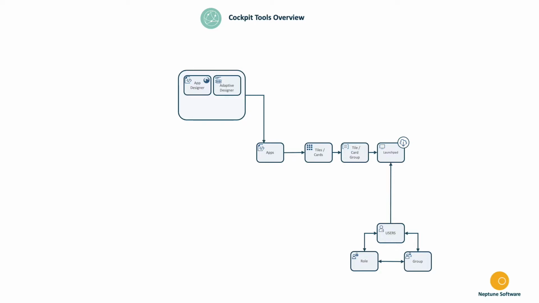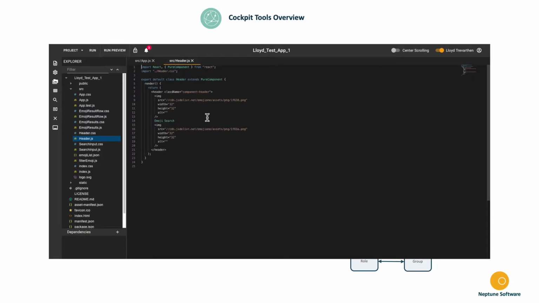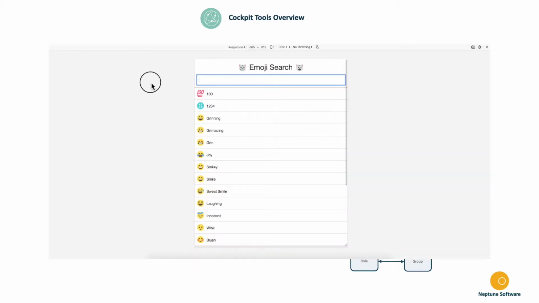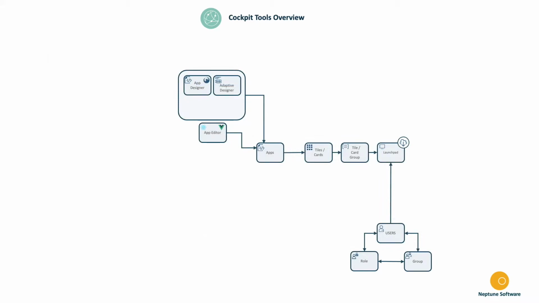Complementary to these two ways of creating apps is the app editor, which is an editor for developing applications using React and Vue. This is a pro code editor tool, but can still consume APIs built within the platform. It is perfect for creating fully customized applications that can run alongside other low-code or no-code applications within a launchpad.